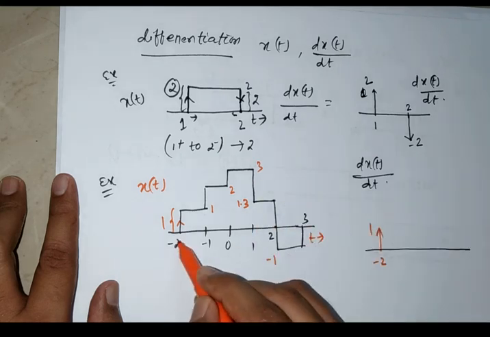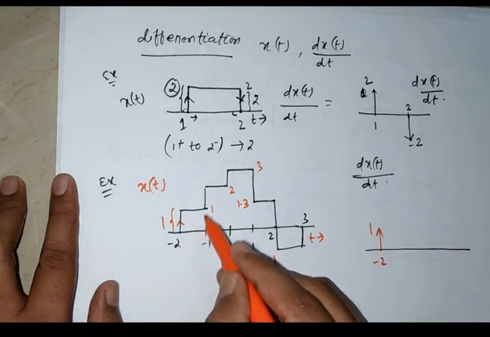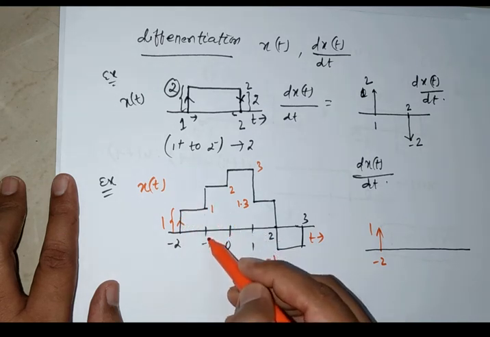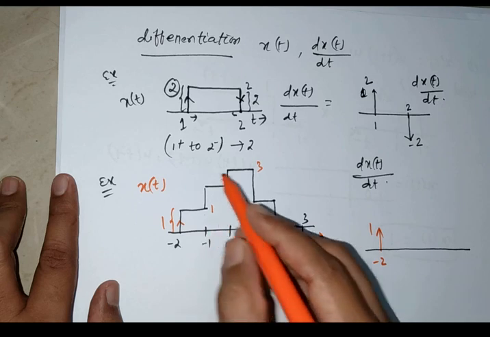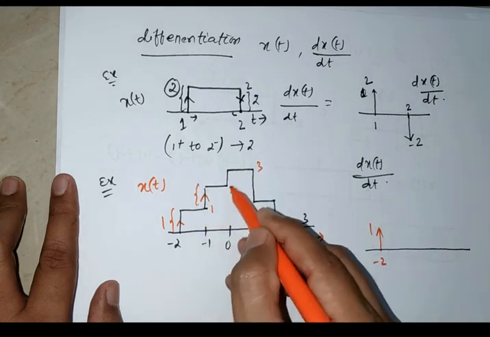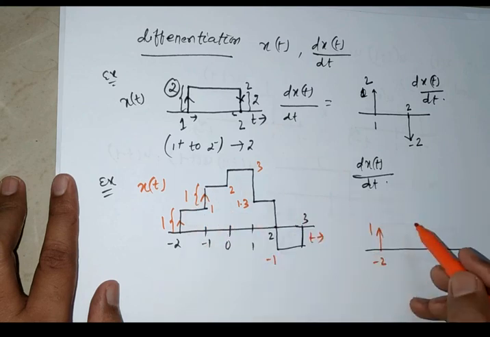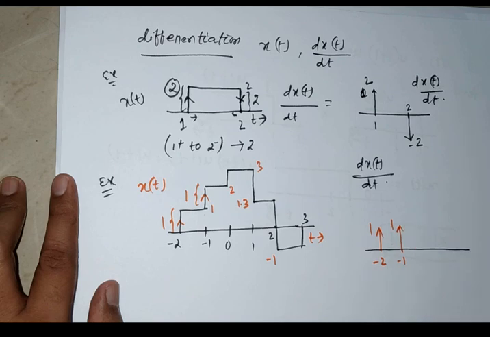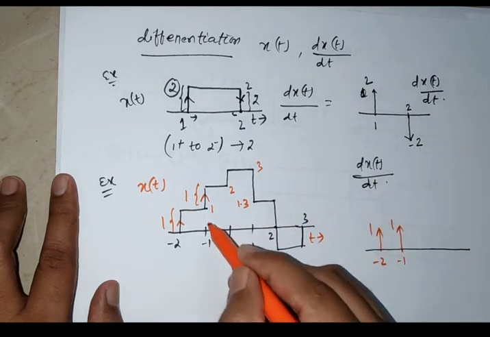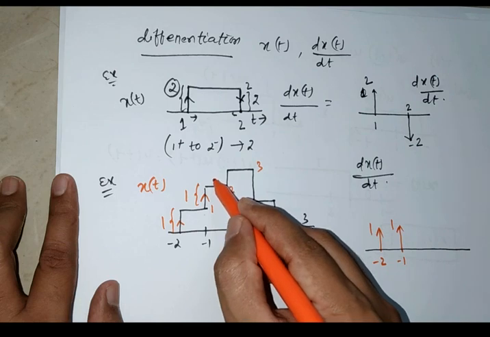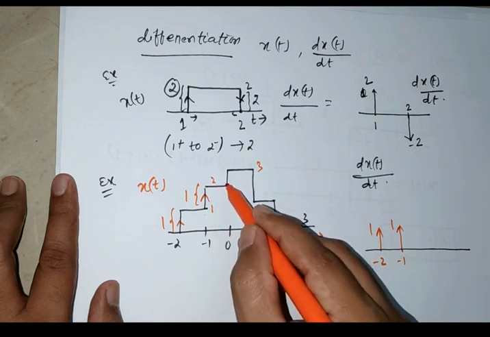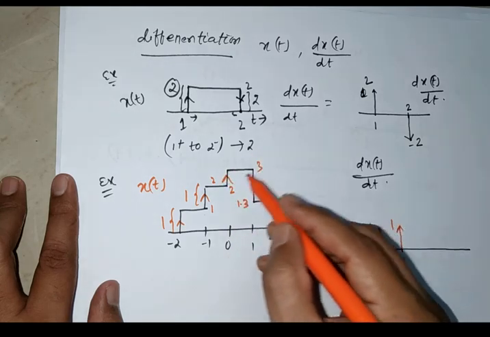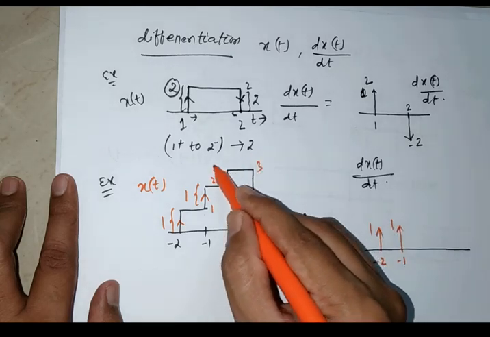Now after minus 2 up to minus 1 minus, it is a constant value. The differentiation of a constant is 0. Now exactly at minus 1 again, if you see, it is moving up, and the difference is 2 minus 1, it is 1. So again at minus 1 it is 1. Now after minus 1 up to 0 it is 2, a constant, so the differentiation is 0. Exactly at 0 again it is moving up, and the difference is again 1.